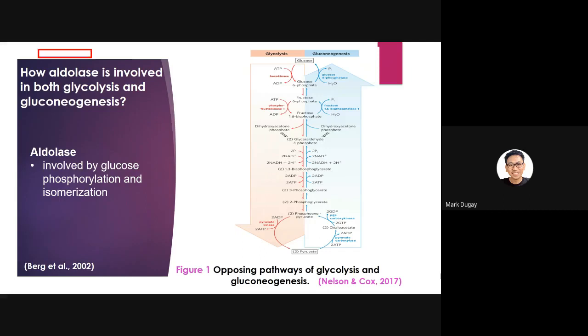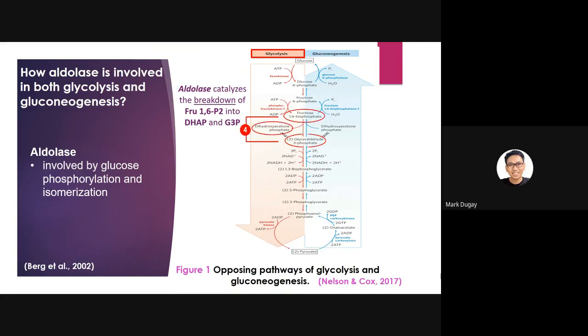In glycolysis, aldolase catalyzes the breakdown of fructose 1,6-bisphosphate into dihydroxyacetone phosphate and glyceraldehyde 3-phosphate, occurring in the fourth step. Whereas in gluconeogenesis, a reverse reaction occurs where aldolase catalyzes the synthesis of fructose 1,6-bisphosphate from these triose phosphates, dihydroxyacetone phosphate and glyceraldehyde 3-phosphate.